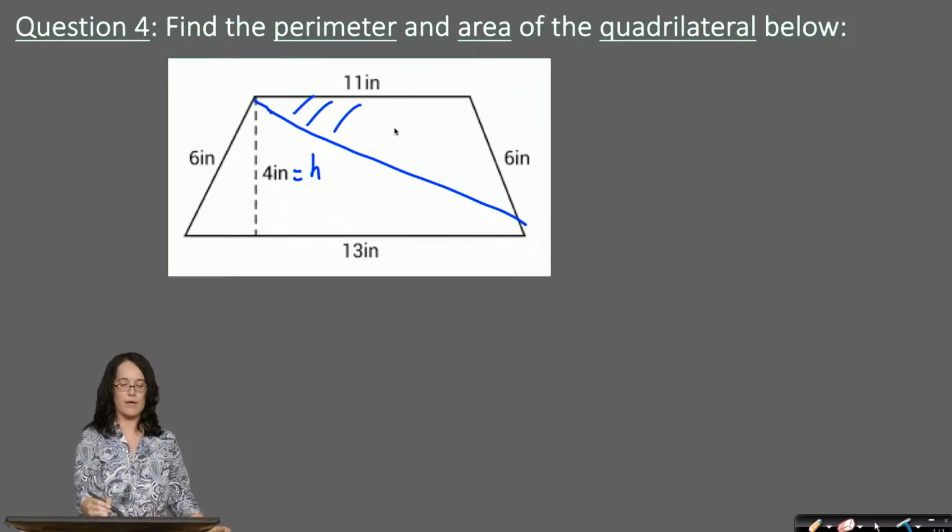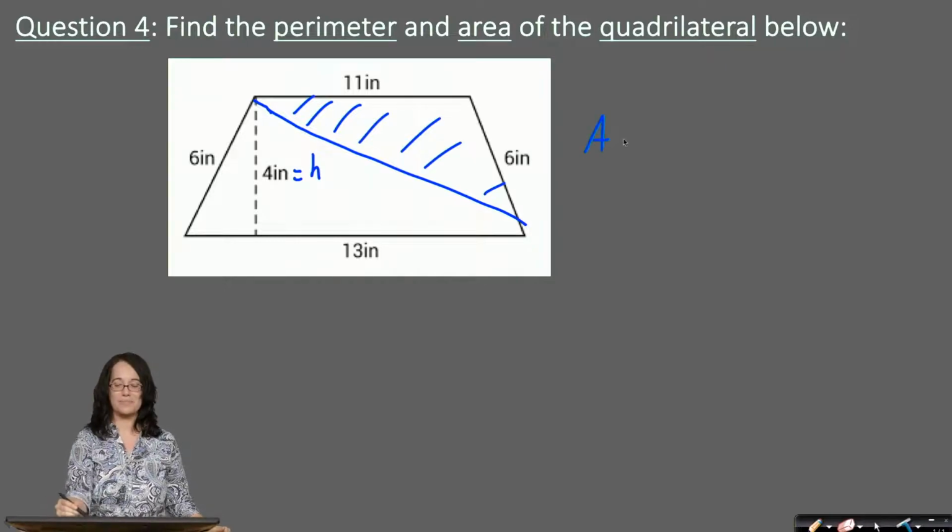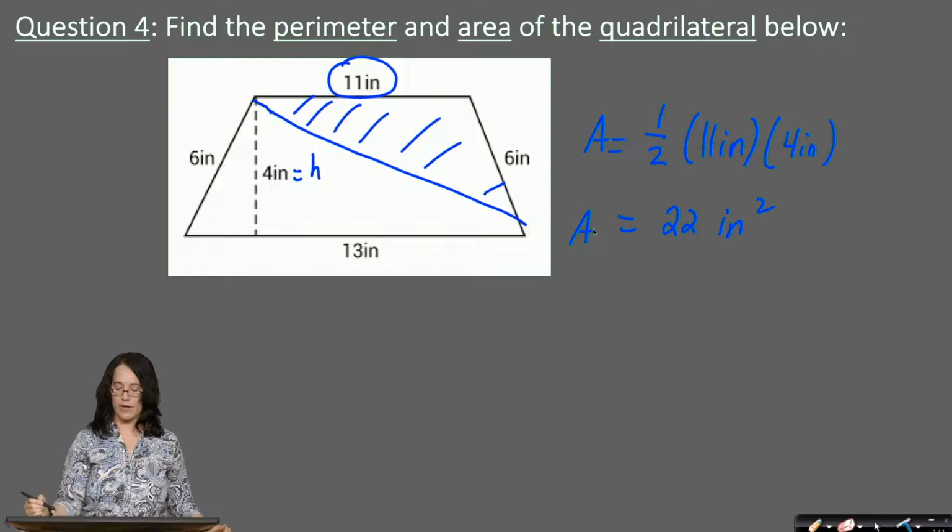There's one area of one triangle. And how would I find that? Do you remember how to find the area of a triangle? It's half the base times the height. So you would take 1/2 the base, which in this case would be 11 inches, times the height. Again, height is altitude. It's not going to be the slant height, so that would be 4 inches. And you would end up getting 44 times half, which is 22. Inches times inches is square inches. That would be the area of the first triangle, okay?